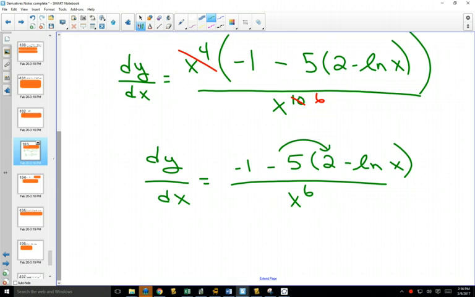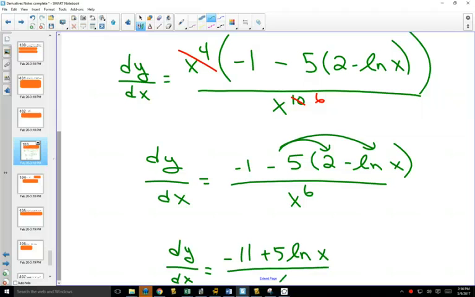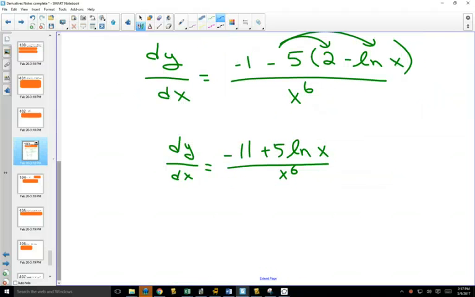Well, yeah, they might distribute this, and negative 11 plus 5 natural log of x over x to the 6th. So it might look like that. So it's just a matter of saying, well, what could I simplify? Is there a way that I could factor out a common factor and simplify this further? But the big thing is to be able to say, if this is what they want me to get, can I perform the algebraic things I need to make that happen?